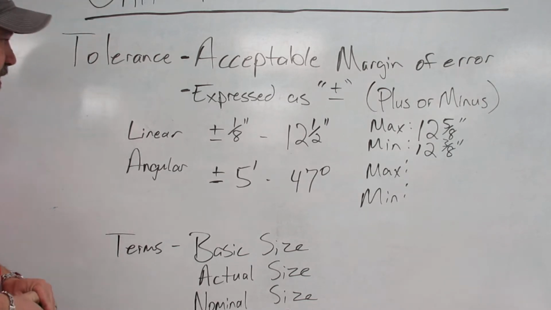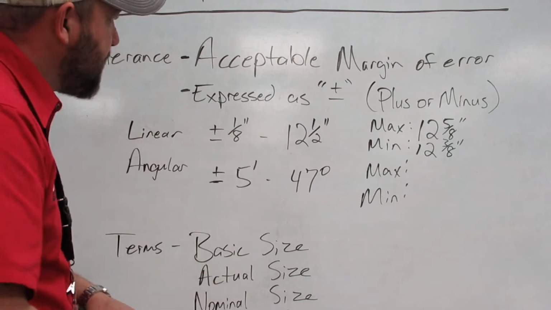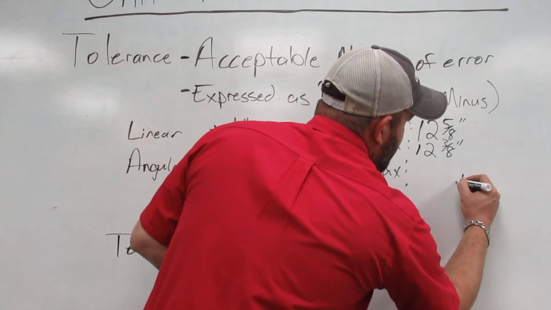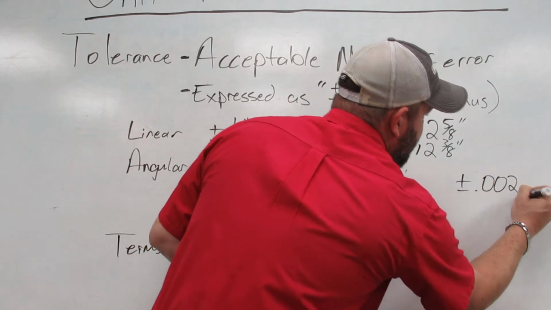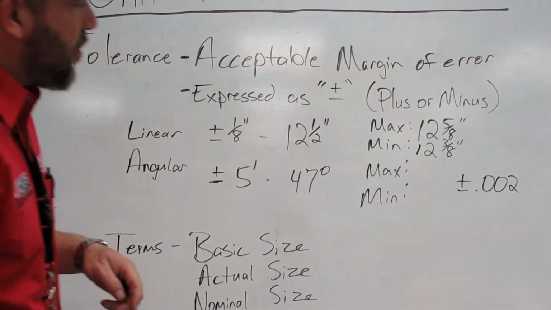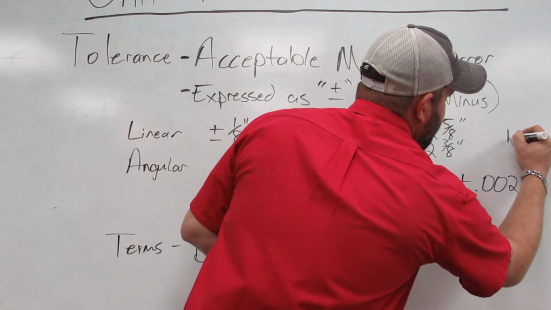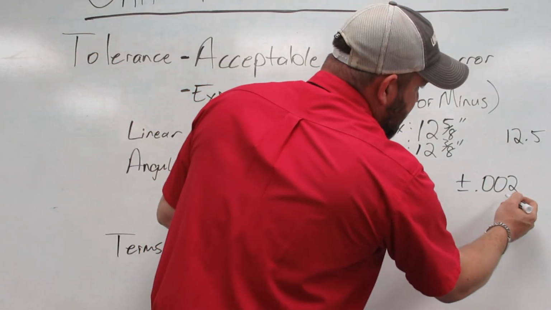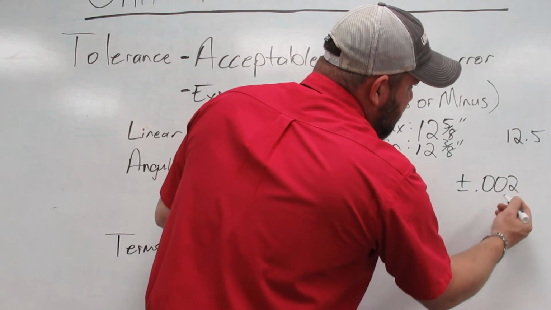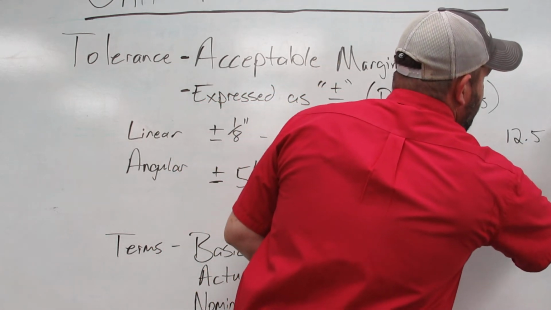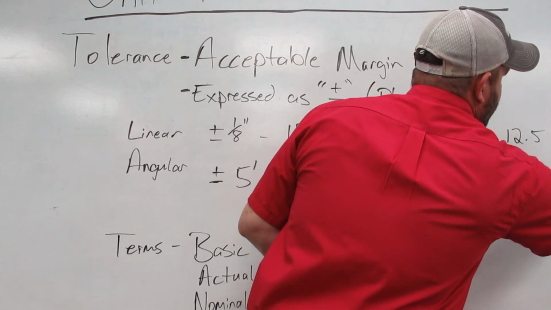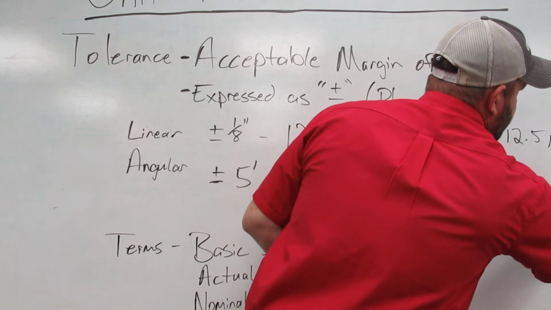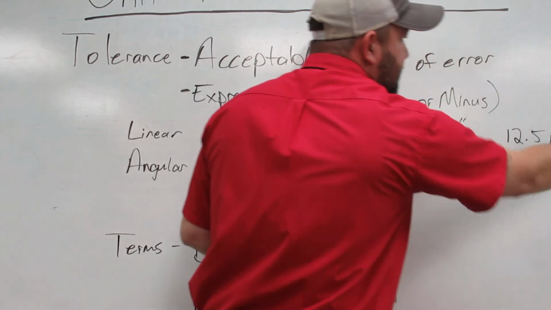So you not only have linear, fractional tolerance, I forgot to put it up here, but you can have decimal as well. You can have a plus or minus 0.02 of an inch. So if you had, let's say, 12.5, which is the same measurement but expressed in decimals, plus or minus 0.02 of an inch, your maximum would be 12.502, and the minimum is 12.498, and as long as you're within that window.